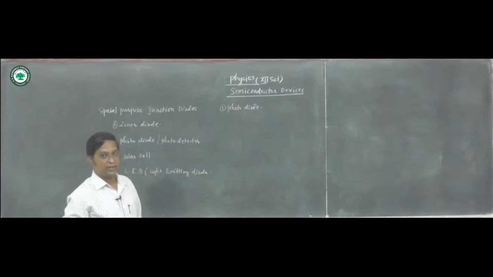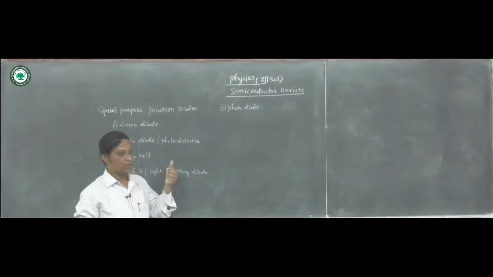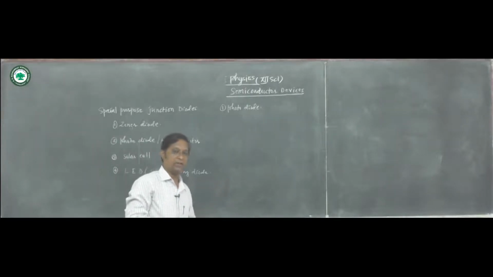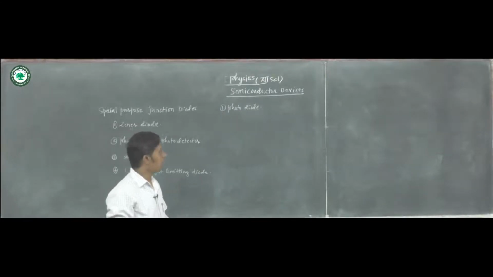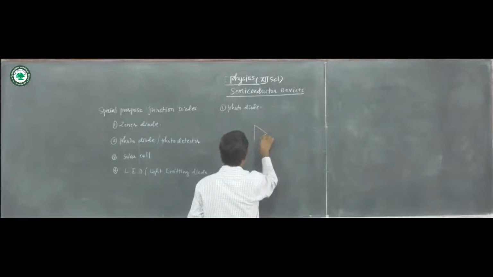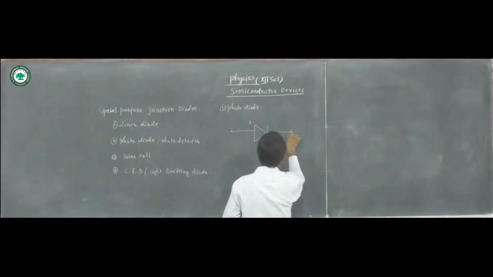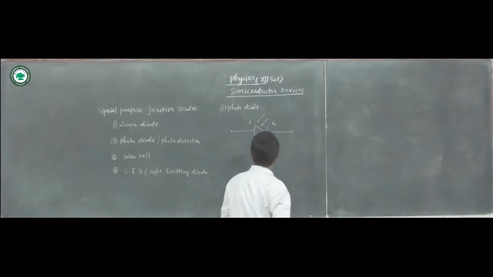Basically, photodiode, as the name suggests, works on the principle that when light falls on this diode, the light energy is converted into electrical energy. The symbol of this diode is like this. This is the anode and this is the cathode of this diode, and the light is shown by such arrows on it.